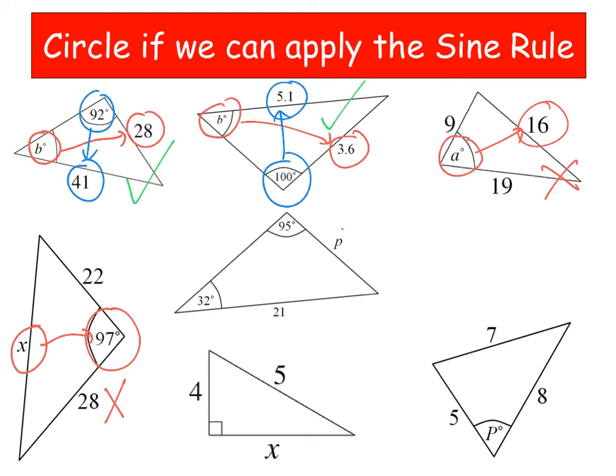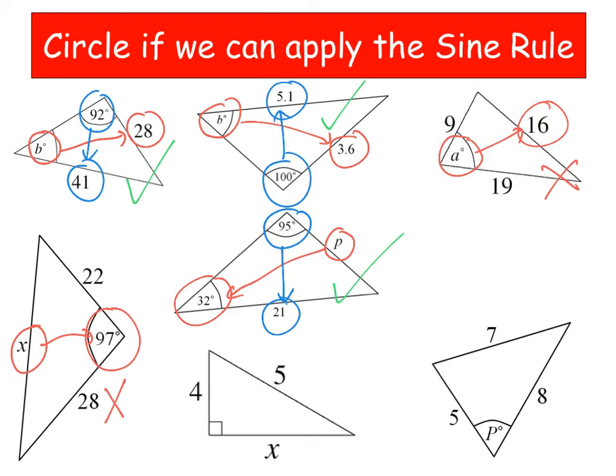On the next one, I'm looking for this side here, and I have the angle opposite. And then I also have this angle and the side opposite. So for that one, I could use the sine rule. That would be absolutely fine. On to the bottom ones.